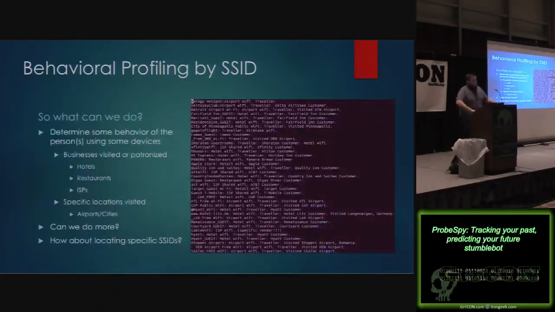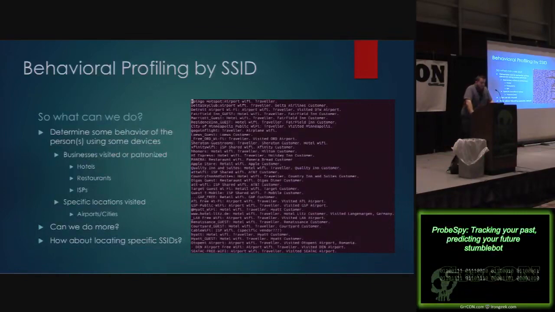So, given all that, what can we do? We can determine some behavior of the persons. I say persons because it's plausible that more than one person might be using a specific device for some of the devices. So we can determine businesses visited or patronized. Sometimes you can determine ISPs, but that's kind of a fuzzy indicator just because lots of ISP guest Wi-Fi access points are available for free to everyone, at least for a limited period of time. And also you might be able to determine cities that the person has been to, or airports, or whatever else.